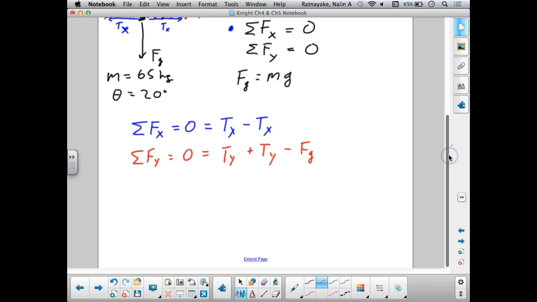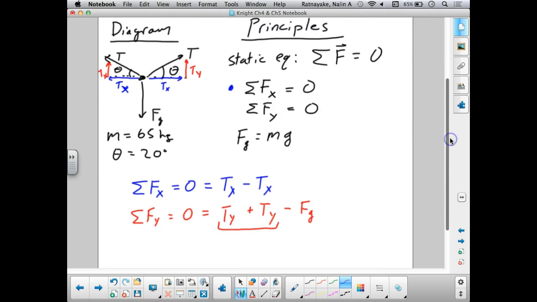And I know that if I combine terms, this right here is going to become 2Ty. And if I draw a triangle, because these are not perfectly vertical or horizontal forces, excuse me, let me use green for my triangle so that we have a different color.